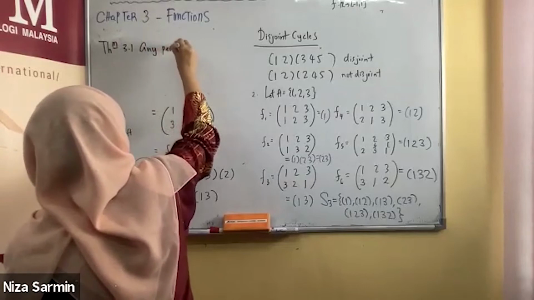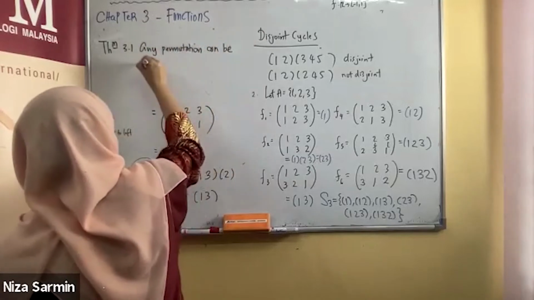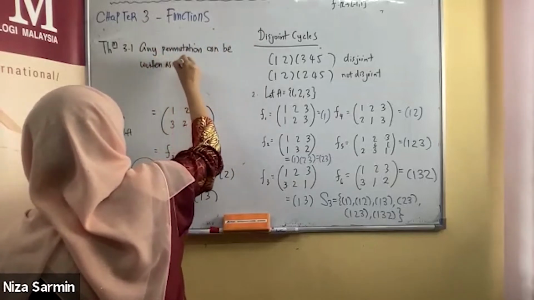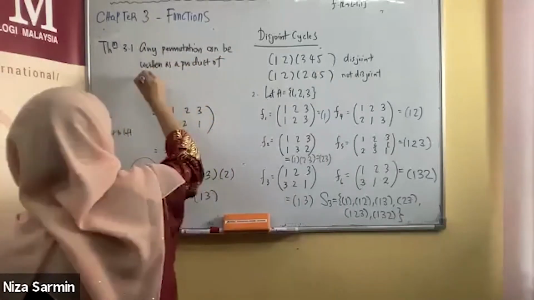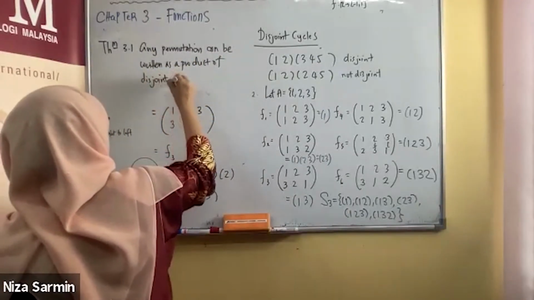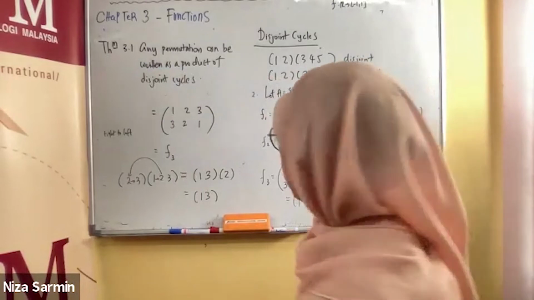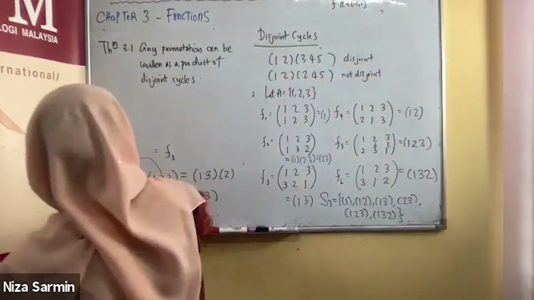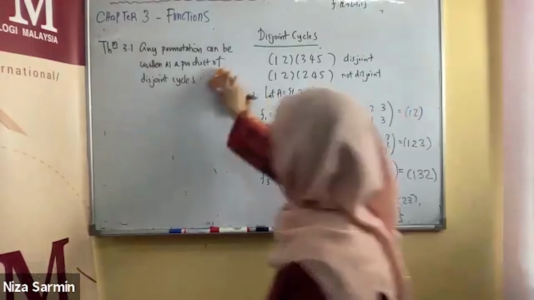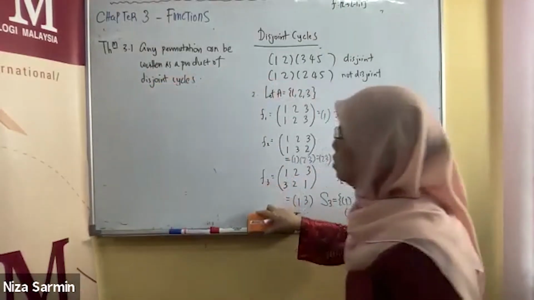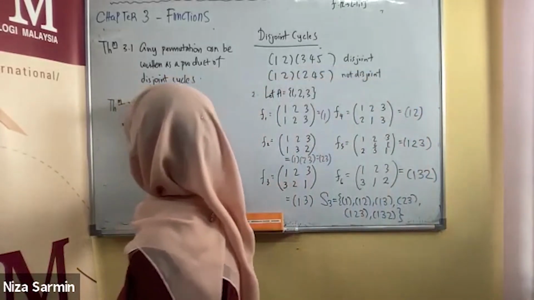Any permutation of length more than 1 can be written as the product of disjoint cycles. Okay. This means, like this is length 2, right? This is length 3. So what I meant here is length 2 or more. Length 1 is just the identity.